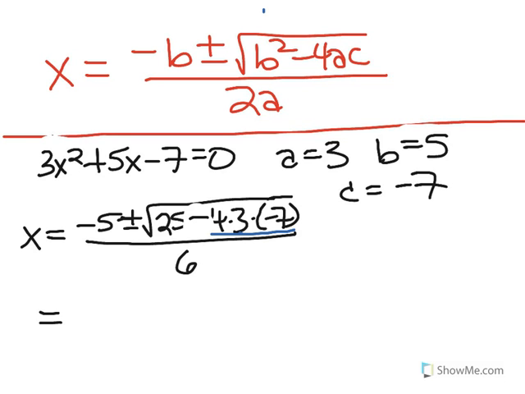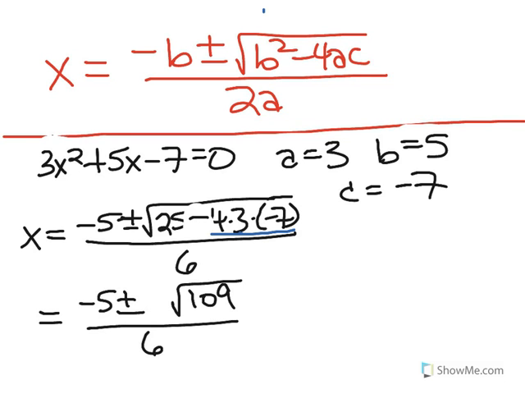Negative 4 times 3 is negative 12, and negative 12 times negative 7 is positive 84. 25 plus 84 is 109. That does not have a nice neat square root, folks, so we're going to have to leave it under the radical. Still going to have negative 5 plus or minus that, and all of it will be over 6 still.